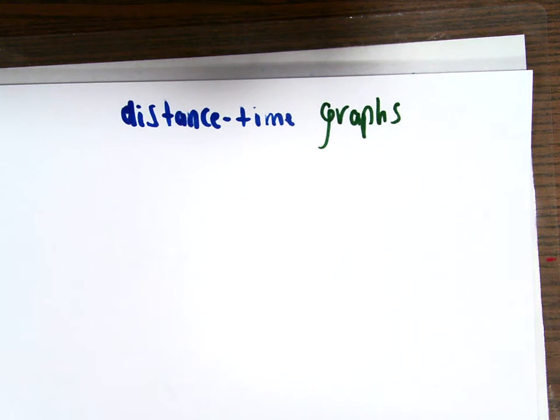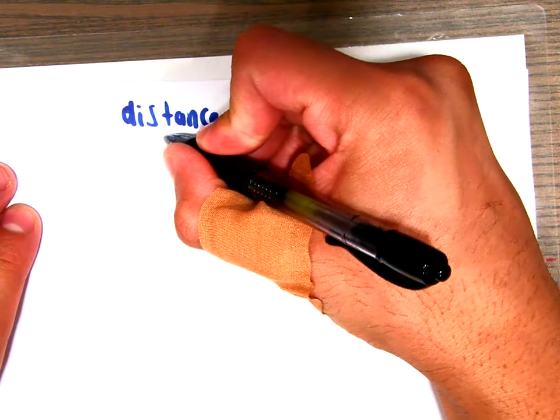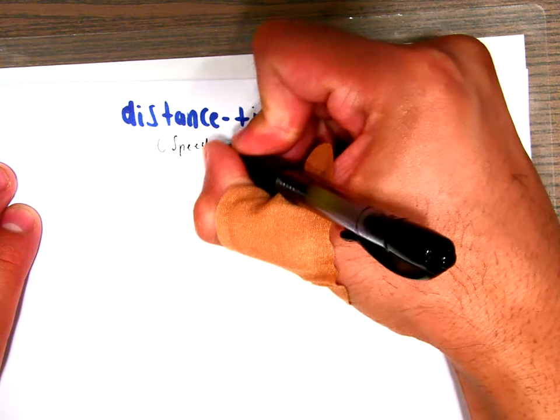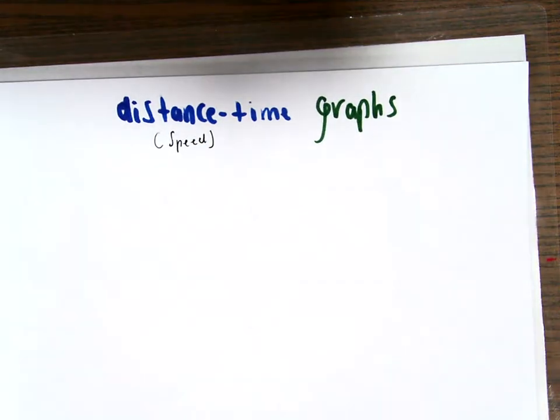Okay, today we're going to go over distance time graphs. We might also just refer to these distance time graphs as speed graphs because, well, distance time, that's just speed, right? Distance divided by time, that's speed.